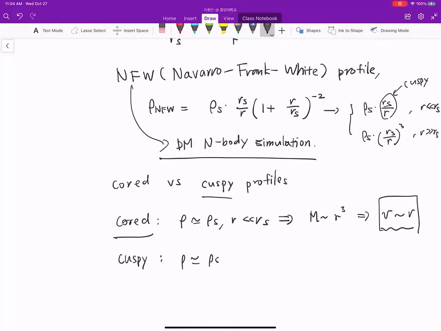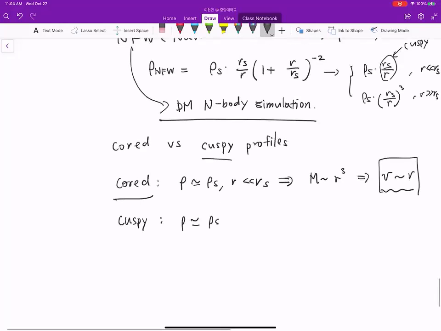So this is the N-body simulation, a dark-matter-only simulation. You put in a number of dark matter particles, impose gravity only between the dark matter particles, and see how they evolve in time. In the N-body simulation, I think the NFW profile is more consistent. So in the inner region, it becomes cuspy, right? It's not isothermal, but it's a cusp.